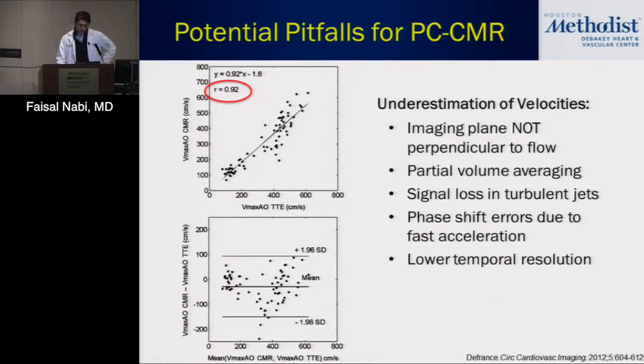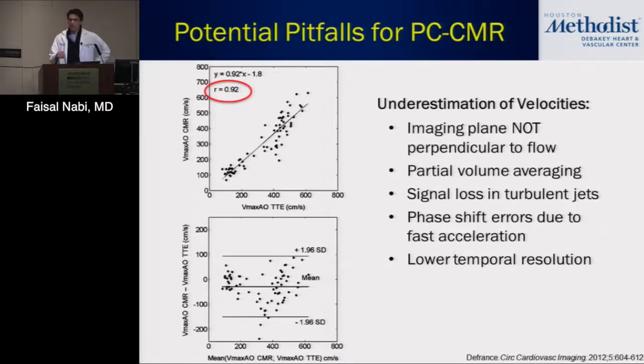Now, if you look at the relationship between velocities derived using phase contrast CMR and those with echo Doppler, I think you'd agree that we have very, very good correlation here, with 0.92. But as CMR guys, we have to be careful. There are potential pitfalls that can occur.